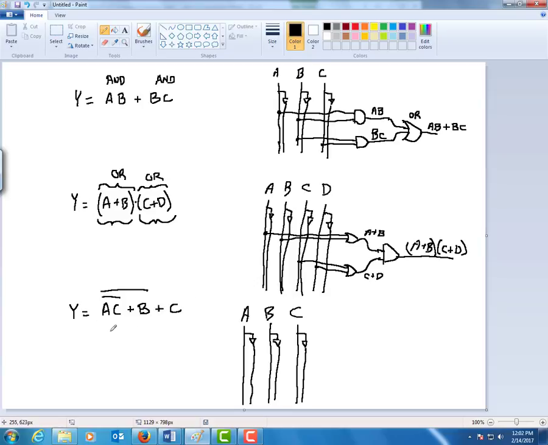Now, what do we have here? We have 3 inputs, don't we? We have this one right here, this one, and this one. 3 inputs. So let's start with the first one. What kind of gate is that? It's an AND gate, isn't it? So we're going to draw that gate right here. Here's your AND gate.